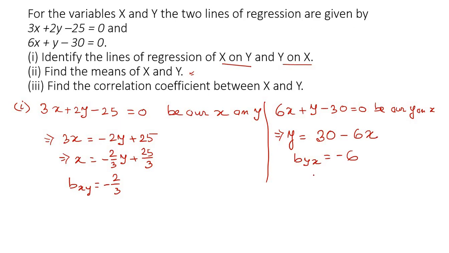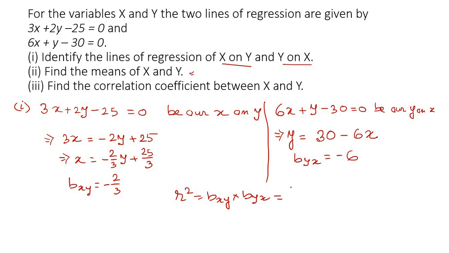We know that there is a relationship that r square is equal to bxy into byx. And these bxy and byx will have the same sign. So either both will be negative, as in this case, or both will be positive. If both of them are positive, then correlation is positive. If both of them are negative, then correlation is negative. You will not get it mathematically, because if you multiply two negative things, it will become positive. But if both regression coefficients are negative, then correlation is taken to be negative.